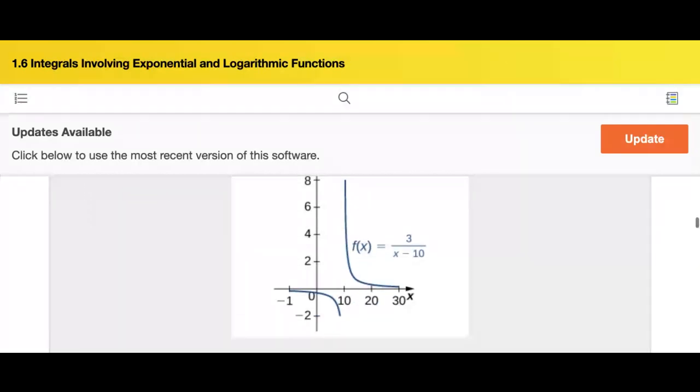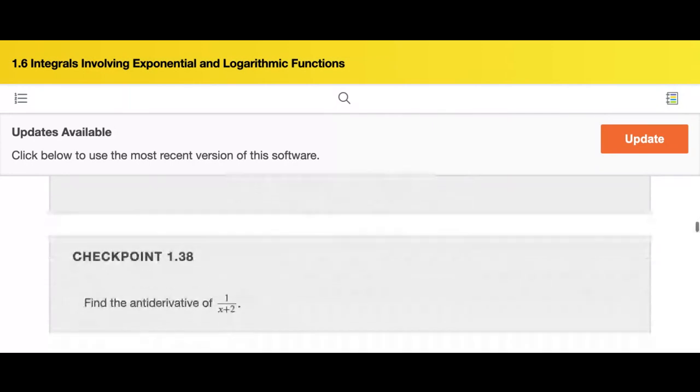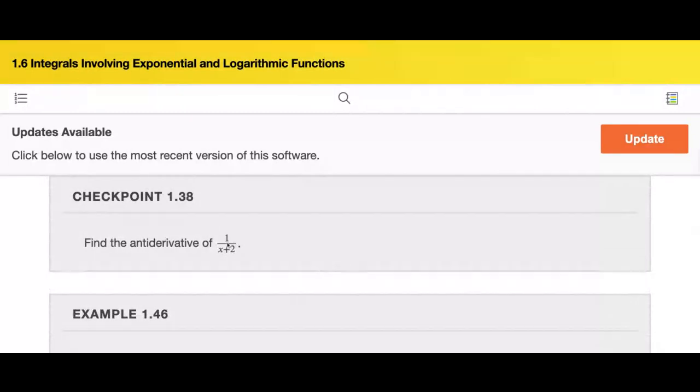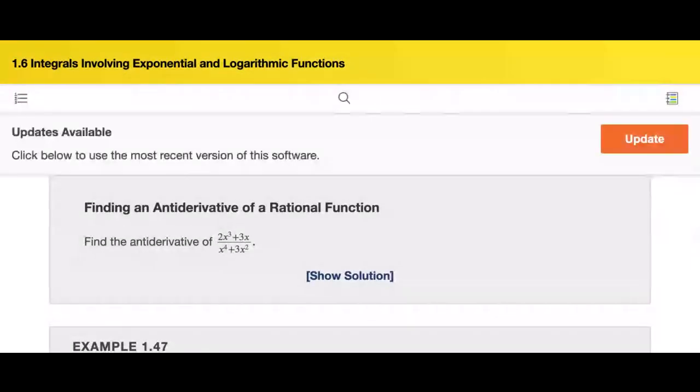All right, let's see more. Let's see this one: 1 over x plus 2. Anti-differentiating, this is ln absolute value of x plus 2, then plus c.